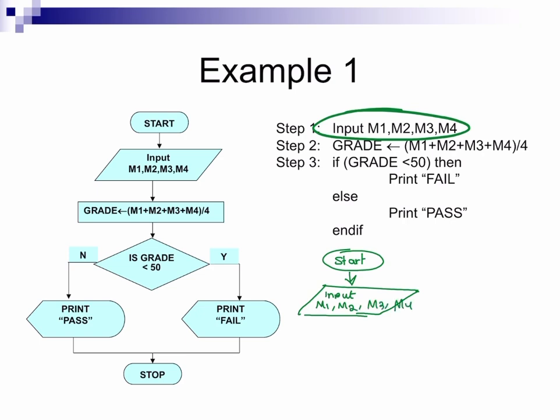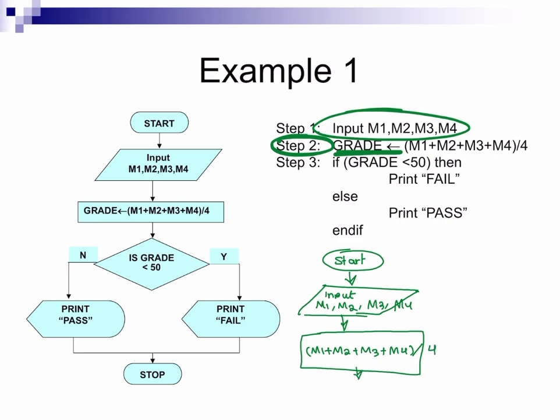Next, we're going to have our step 2, which is a calculation of the grade. All calculations need to be in a rectangle, which will be calculating our average. So it will be M1 plus M2 plus M3 plus M4 divided by 4.